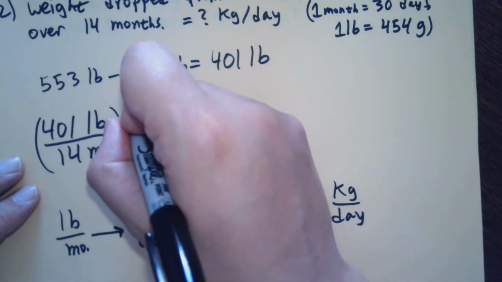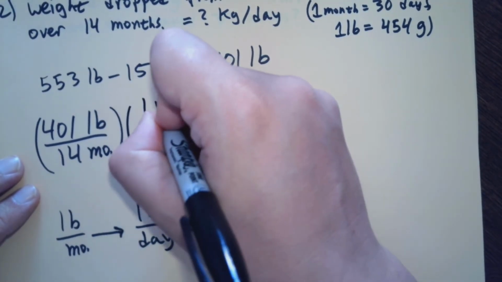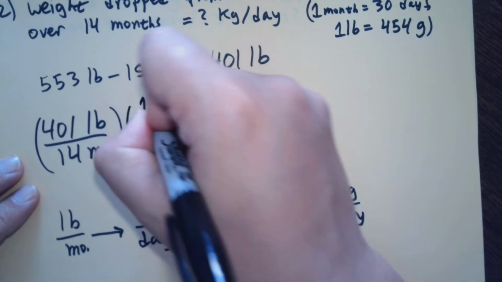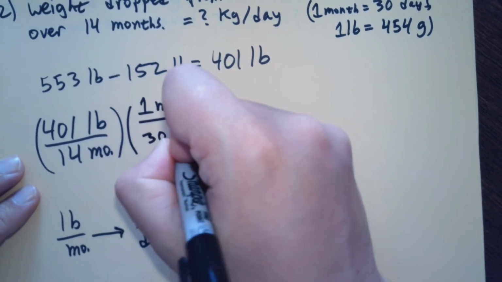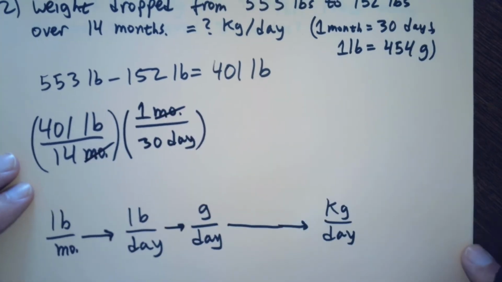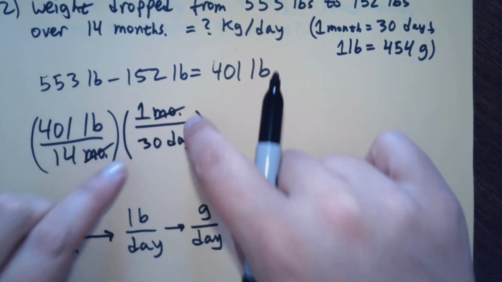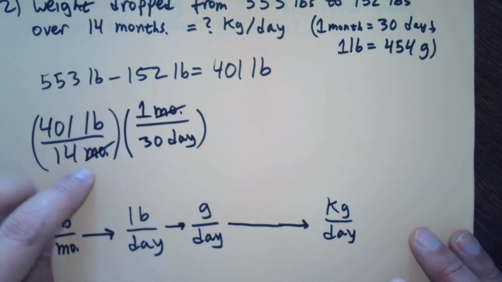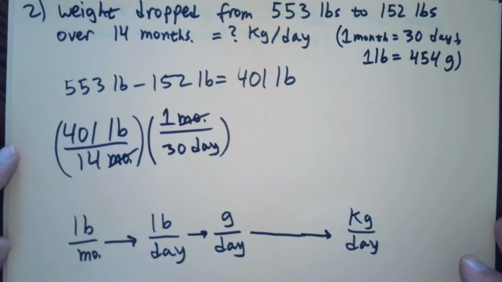Alright, so I'm going to have 1 month for every 30 days. And so that allows months to cancel. So yeah, that's why you want to do your unit analysis. Sometimes you're canceling something on the bottom, and so you've got to be careful.